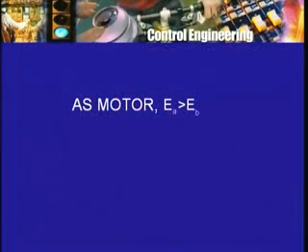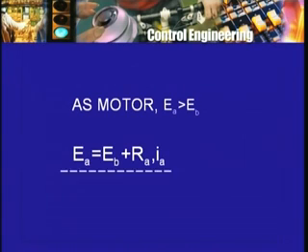However, when the armature is connected to a DC power supply or a voltage source, you have the back EMF Eb and you have the applied voltage Ea, and if the armature is not being driven externally, it will function like a motor, in the sense the applied voltage Ea will be greater than Eb, and therefore there will be an armature current flowing in the armature, and therefore we will have the equation Ea equal to Eb plus RAIA.